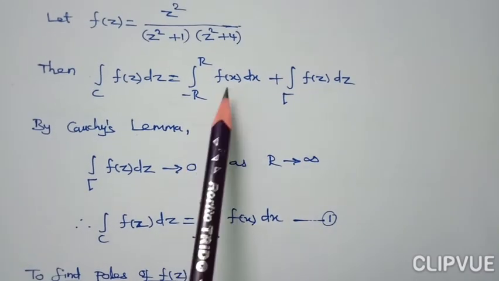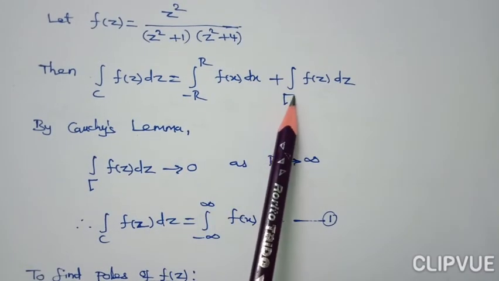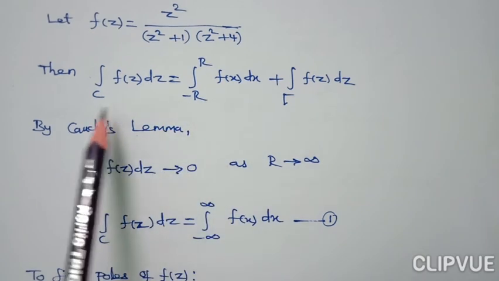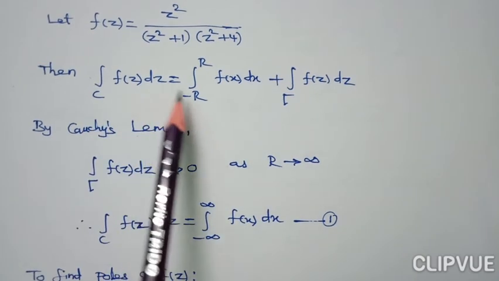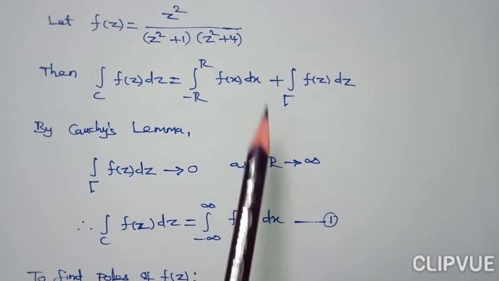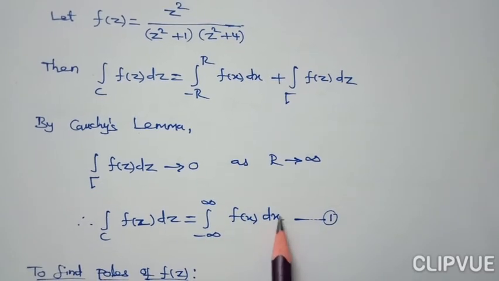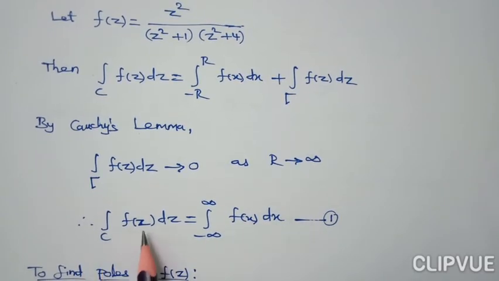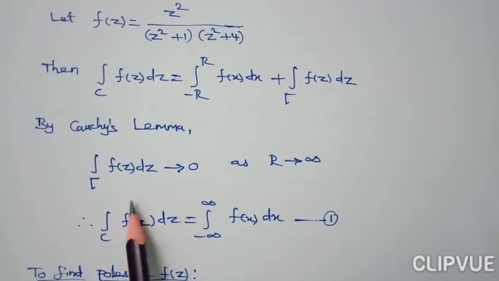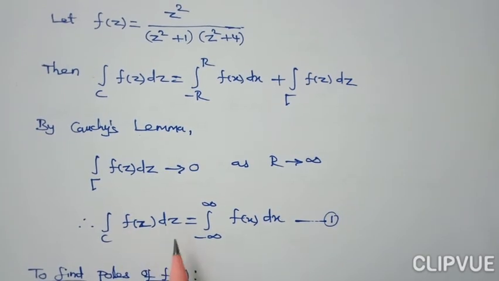Therefore, if this integral becomes 0 when r tends to infinity, the integral over C of f(z) dz becomes the integral from minus infinity to plus infinity of f(x) dx. So our question, the integral from minus infinity to plus infinity of f(x) dx, is equal to the integral over C of f(z) dz. It's nothing but the left-hand side of Cauchy's residue theorem.